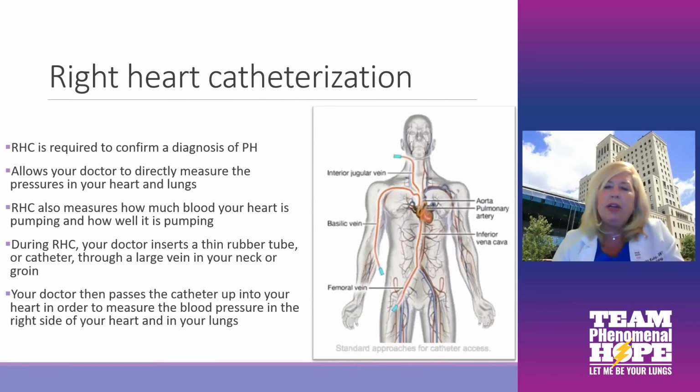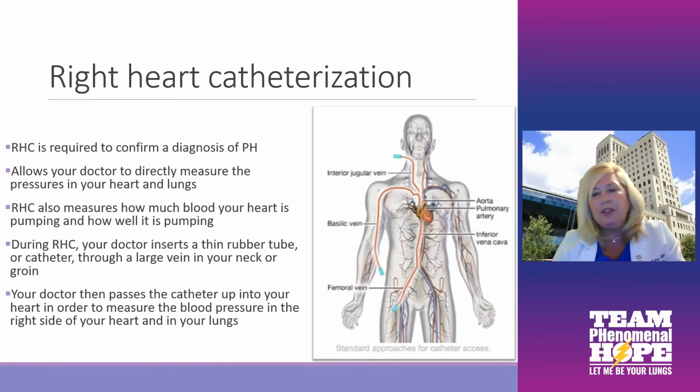From there, we go on to measure the pulmonary pressures by right heart catheterization. It's required to confirm the diagnosis. And again, it allows your doctor to directly measure the pressures in your heart and lungs. It lets the doctors know how well your heart is actually pumping, your cardiac output. And it allows them to see how well you're oxygenating as well.